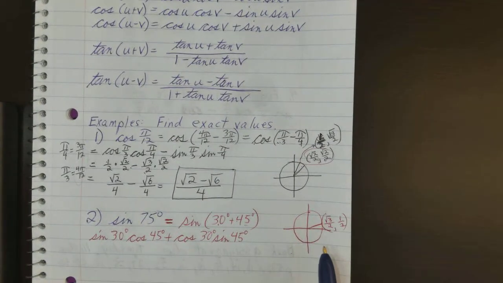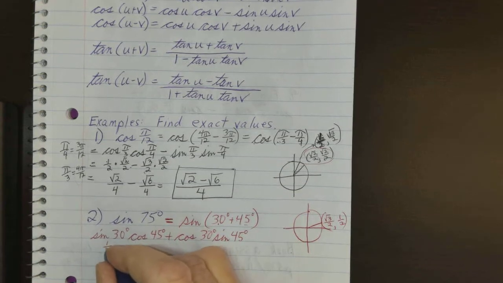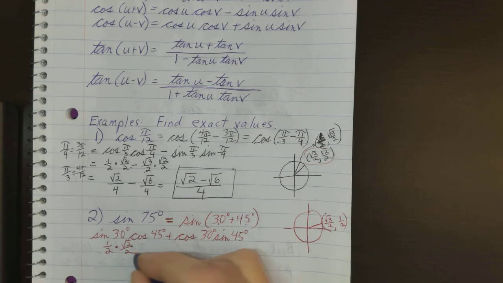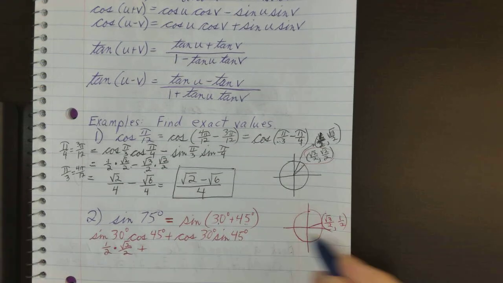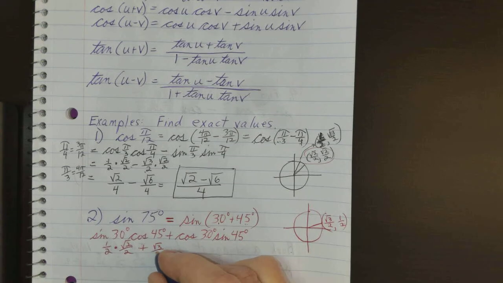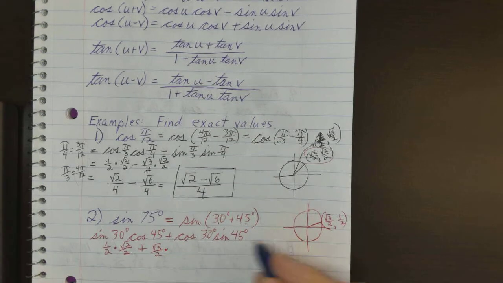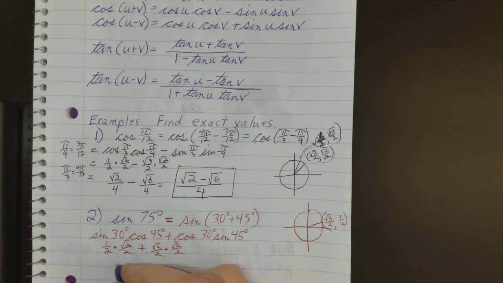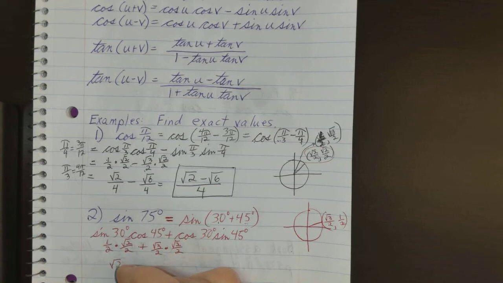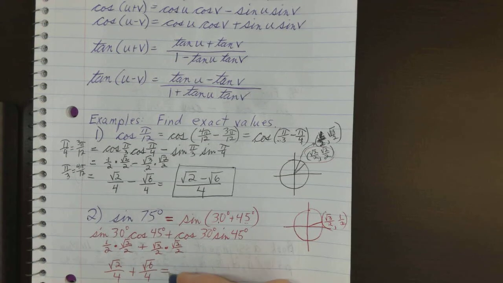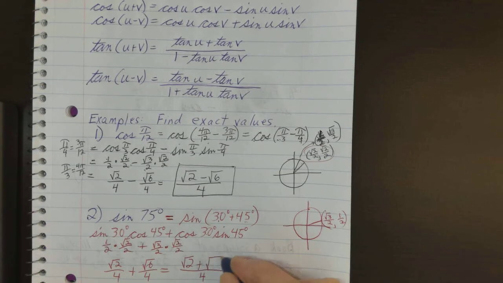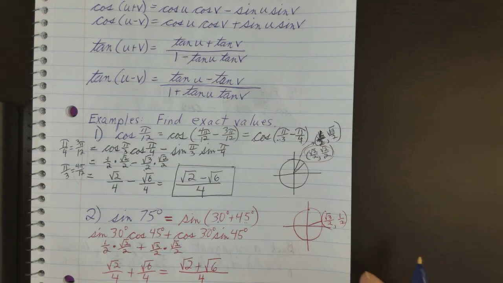Now, sine of 30 is 1/2 times cosine of 45, that's square root of 2 over 2, plus cosine of 30, that's square root of 3 over 2, times sine of 45, which is square root of 2 over 2. And I'm looking at square root of 2 over 4 plus square root of 6 over 4. And as one single fraction, we have that common denominator. That's a nice thing. I've got square root of 2 plus square root of 6 over 4.